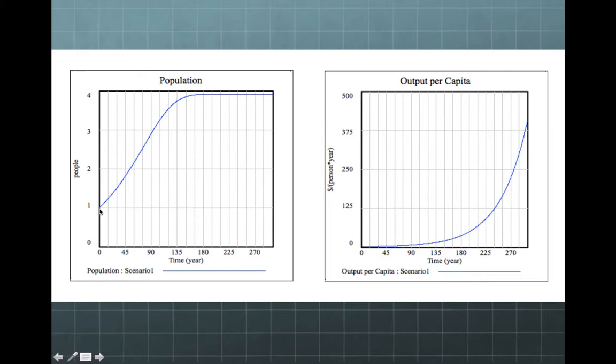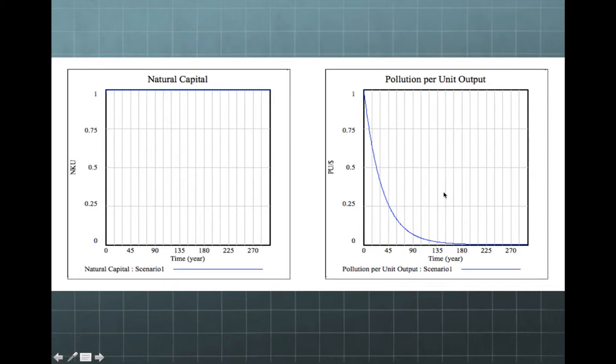Population builds up from a starting value of 1 to almost 4. Even though the model here is people, I think it's more like population units rather than 4 individuals. The output per capita associated with that population growth also grows exponentially. These are in dollars produced per year per person over time. So these are the stocks X and Y.